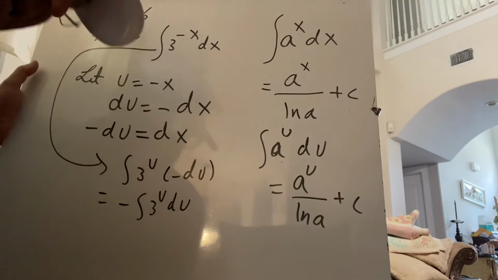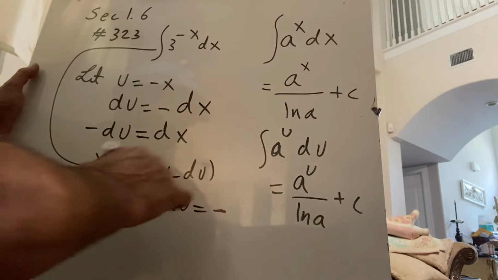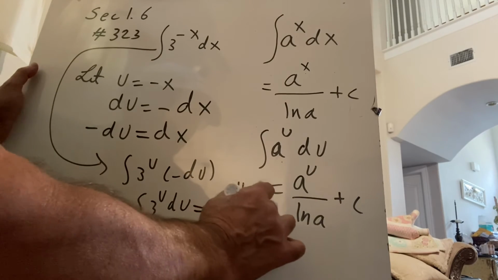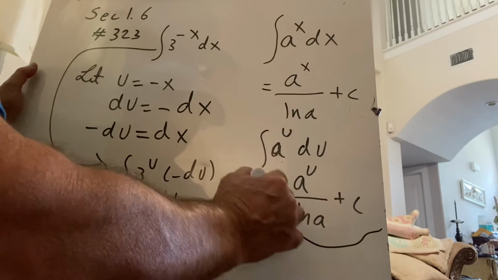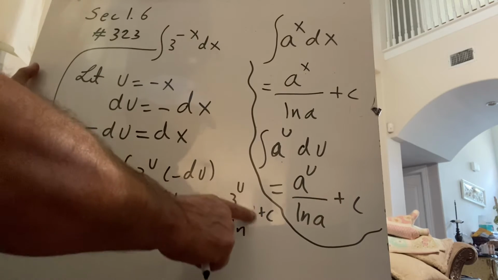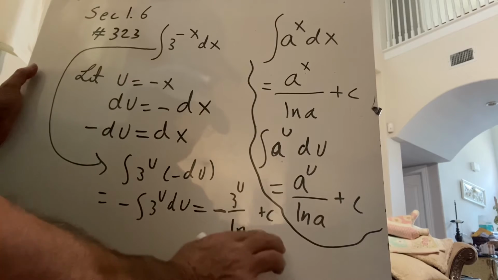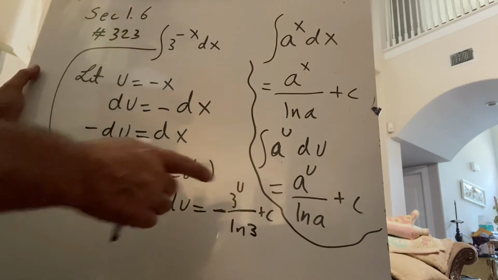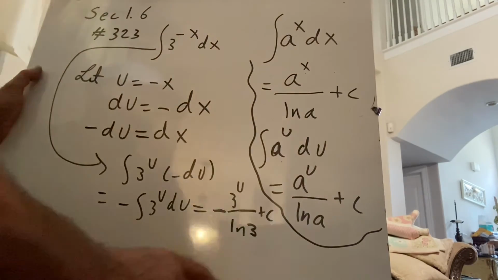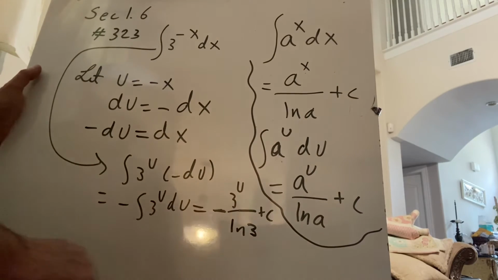Now the rule can apply, and by that rule, you still have that negative, and then a to the u, which in this case is 3 to the u, over the natural log of a, which I should say is the natural log of 3, plus c. So we just apply this rule: the integral of any number to a function times the differential of that function is the same number to that function, which is 3 to the u, over the natural log of the number, which is 3, plus c.